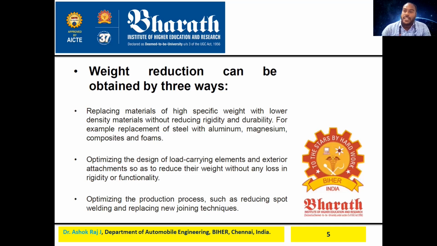For example, you are selecting a lightweight material, but you cannot weld it or join it. What will they use? Because we are going to use this lightweight material for structural applications or automobile parts. So these are the things we have to obtain in three ways.